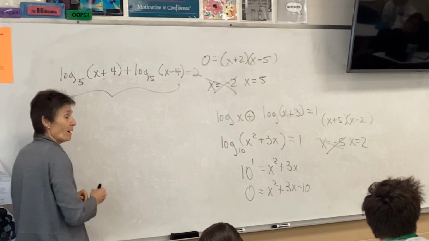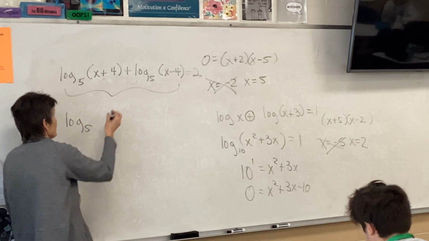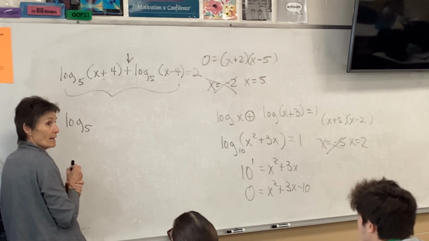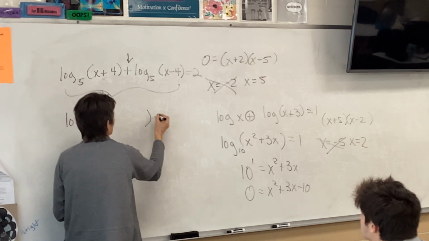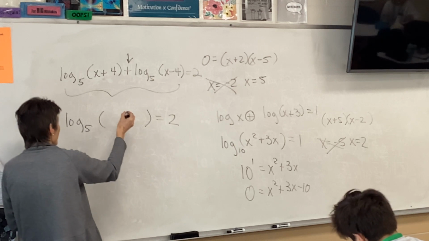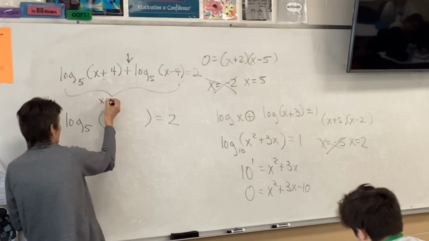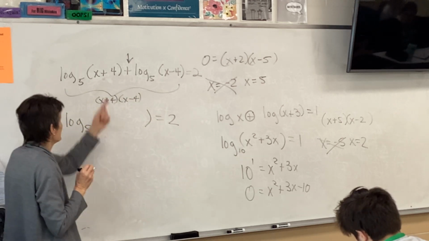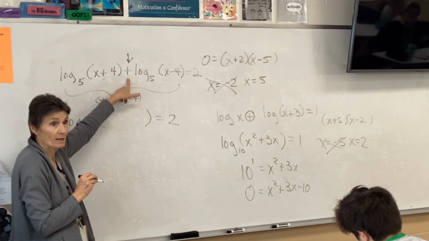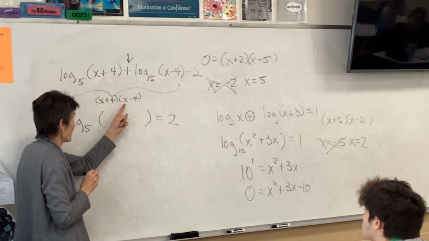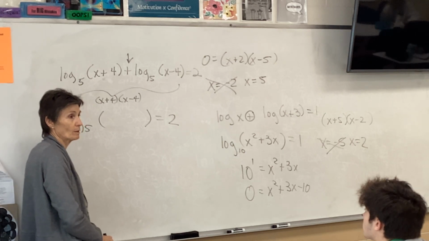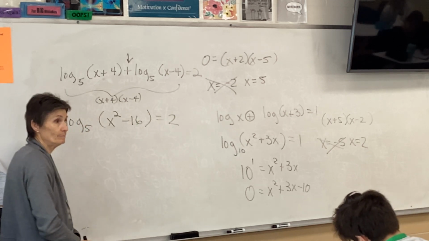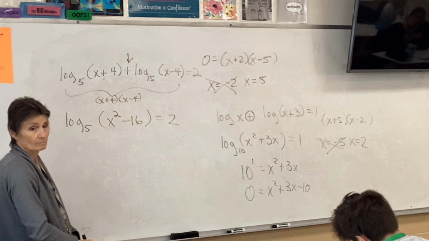Gotta combine them, thanks Josh. And see this right here, Josh? That tells me when I combine them, it's going to be a multiplication. So I need to multiply x plus 4 times x minus 4. These two things get multiplied because of that plus. What is x plus 4 times x minus 4? X squared minus 16. That's a FOIL.